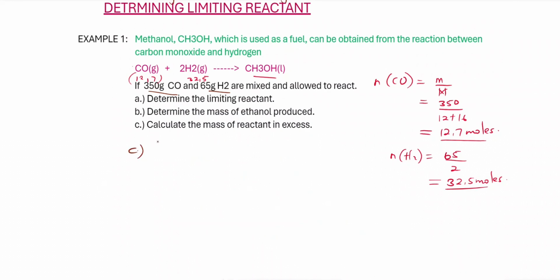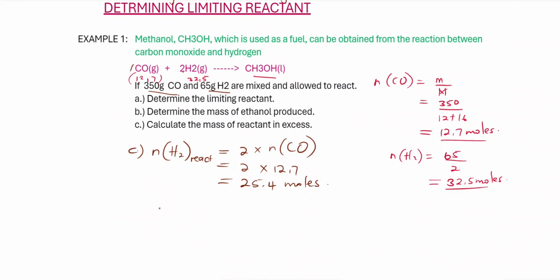To determine the mass of reactant in excess, we need to calculate the number of moles of hydrogen that is going to react with carbon monoxide. So I'm going to say number of moles of hydrogen reacting. This is equal to, hydrogen is in the ratio 1:2 with carbon monoxide. So meaning the number of moles of hydrogen is twice the number of moles of carbon monoxide. So that is going to be 2 times the number of moles of carbon monoxide. Then this will be 2 times 12,7. And this gives us 25,4.